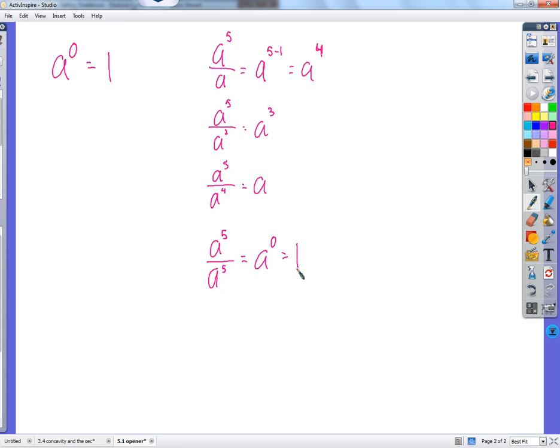So a to the 0 would have to be 1. That's the way it is. So something to the 0 is 1. And if from this day forward you just remember that something to the 0 is 1, great. You can function in math and be fine.